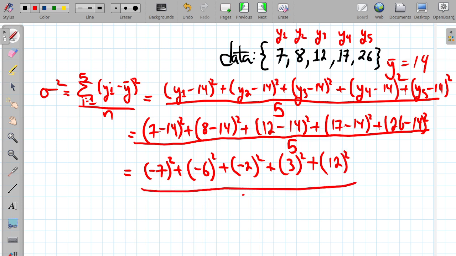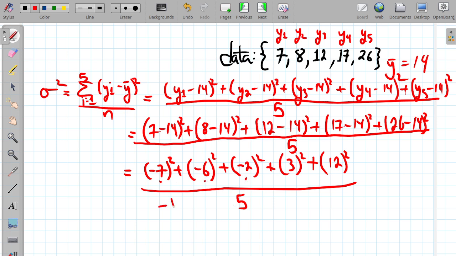And we divide by 5. Now, it's a characteristic of many computations in statistics, in particular this one, that the sum of the unsquared deviations is always 0, unless you've screwed up. So that's why I delayed doing the squaring. You'll notice that this is negative 7, negative 6, and negative 2.